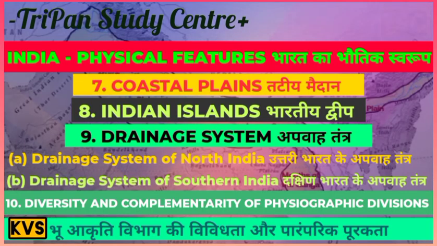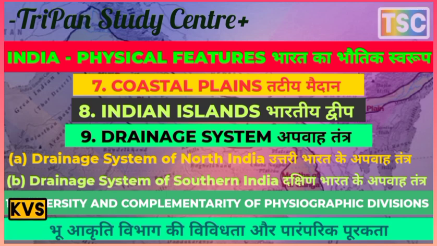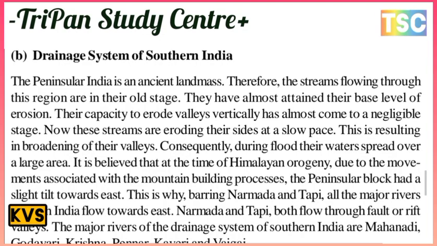The next point here is the drainage system of southern India. Peninsular India is an ancient landmass, and therefore the streams flowing through this region are in their old stage. They have almost attained their base level of erosion, and their capacity to erode the valley vertically has almost come to a negligible stage.